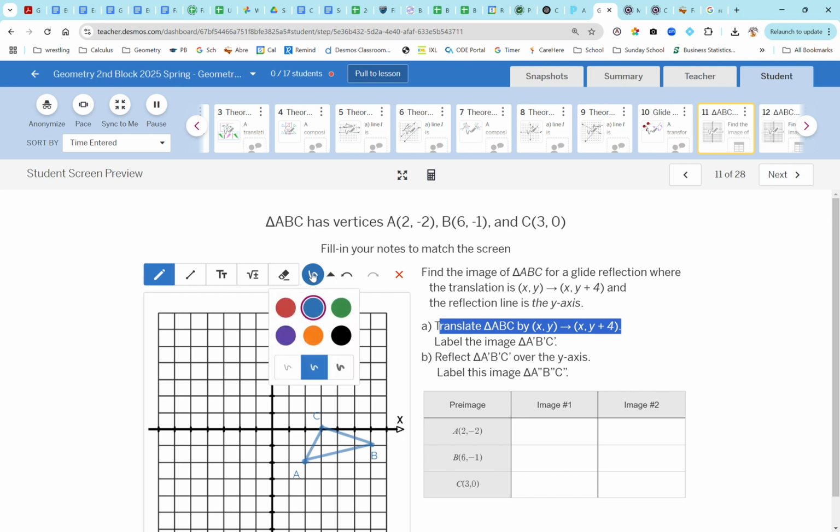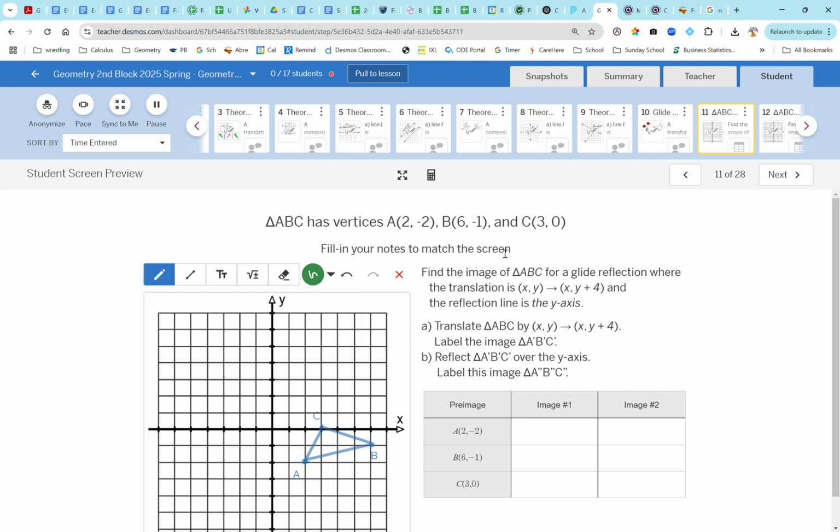So let's move A up 4. 1, 2, 3, 4. This is where A prime will be. C, 1, 2, 3, 4. And then B, 1, 2, 3, 4. Now we have our 3 sets of points here. I'm going to connect those so you can see what we have. And then that's going to be followed by a reflection. Now I'm going to go ahead and label these so we don't lose track of which one is which.